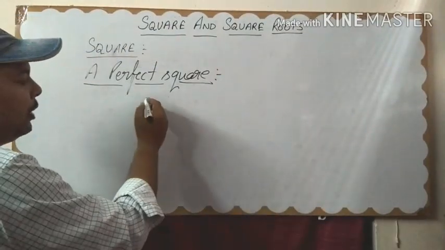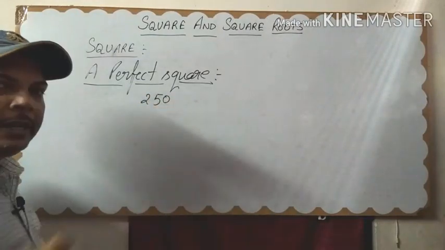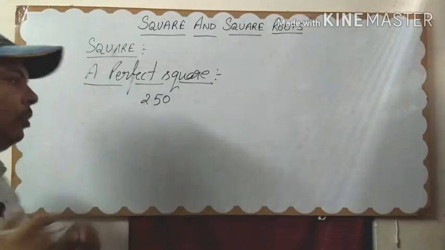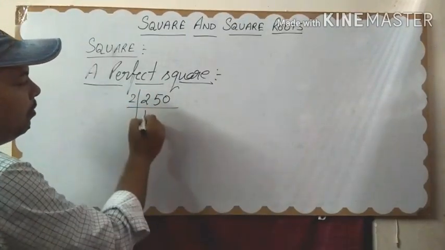Suppose we are going to take 250. Now we are going to find whether 250 is a perfect square or not. So first we factorize this number.